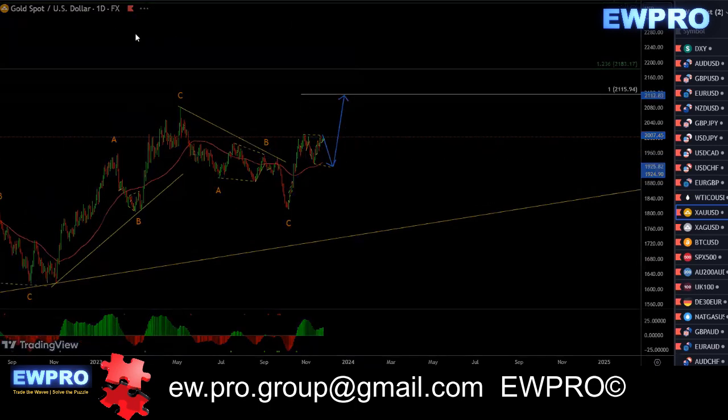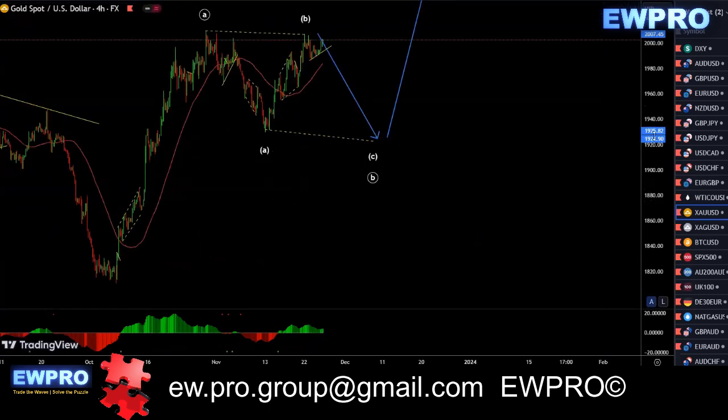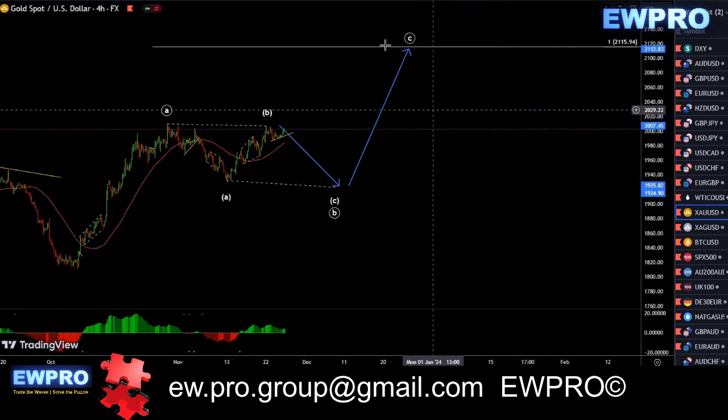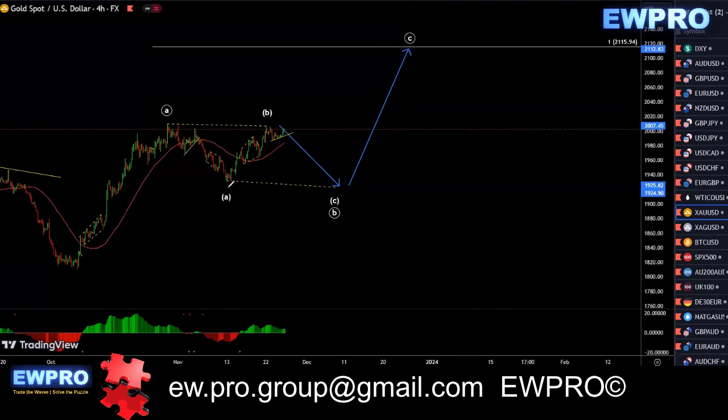If I go down to the lower time frame, you can see what I'm looking at. We sort of got 1, 2, 3, 4, 5 down in here, 1, 2, 3 up. So I'm looking for a possible 5 down in here in this C wave, and then any buy setup I get, I can load up, first targeting that 100 pip on the H4.